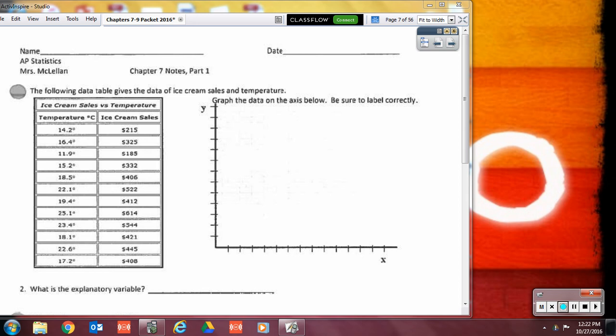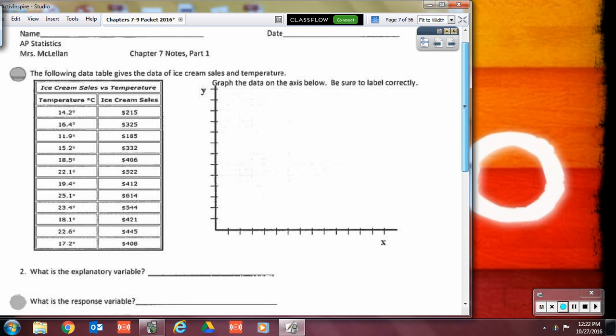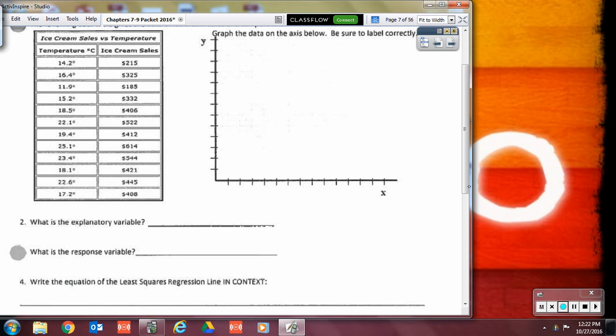So this following data gives the data for ice cream sales and the temperature in degrees Celsius. Which one of those variables do you think would be the explanatory variable between temp and ice cream sales? Okay, good. So our temperature is the explanatory variable. And then what is the response to that particular temperature? Our ice cream sales, and I'll abbreviate it with just sales.